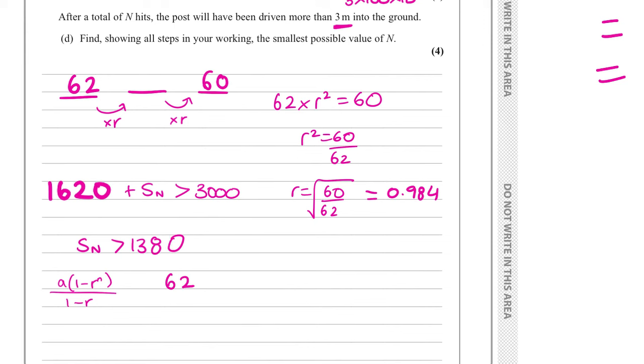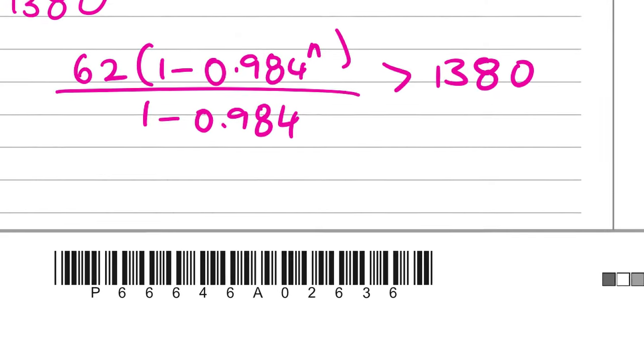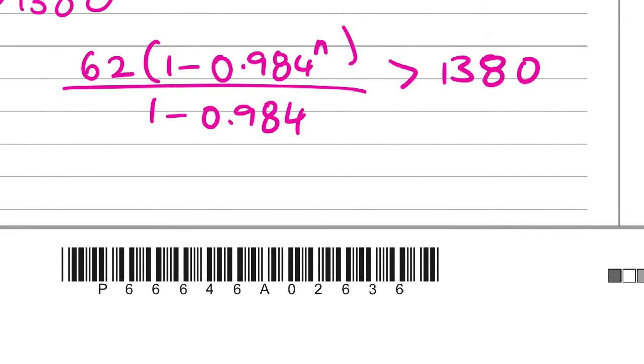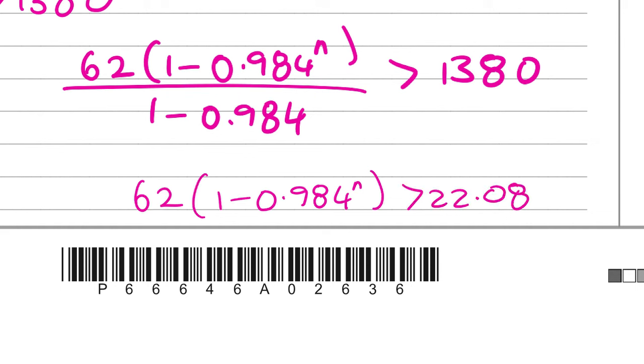So 62 lots of 1 minus 0.984 to the power of n over 1 minus 0.984. This needs to be greater than 1,380. Okay, this is where we're going with ourselves right now. So, this means that 62 lots of 1 minus 0.984 to the power of n has to be greater than 22.08.